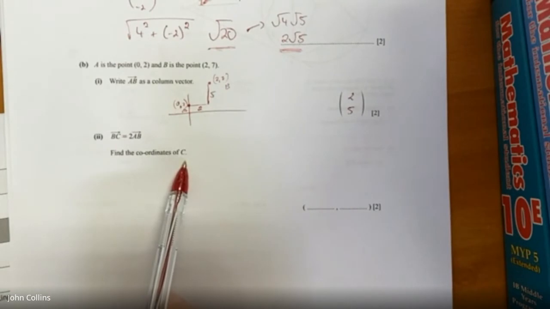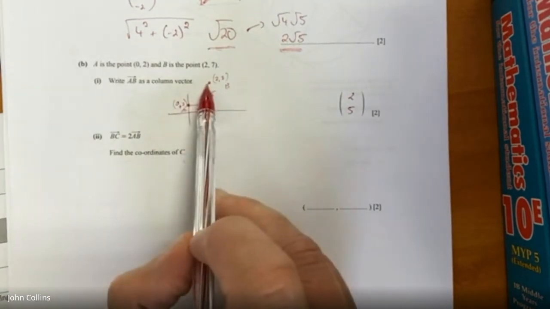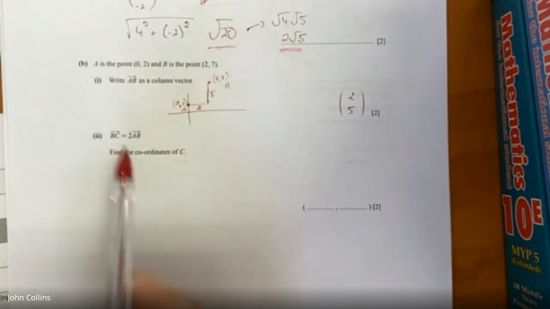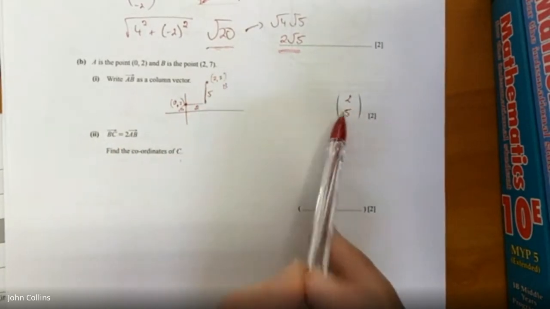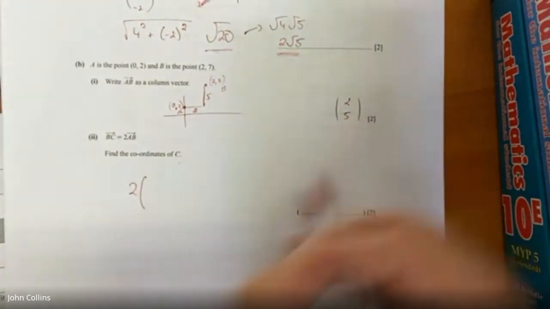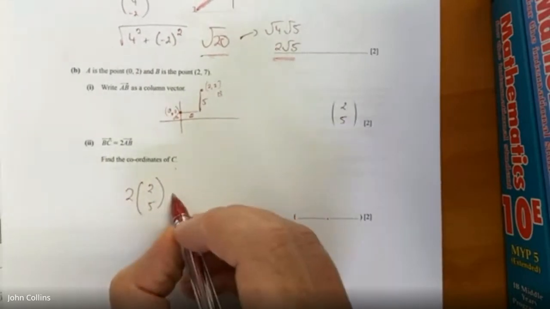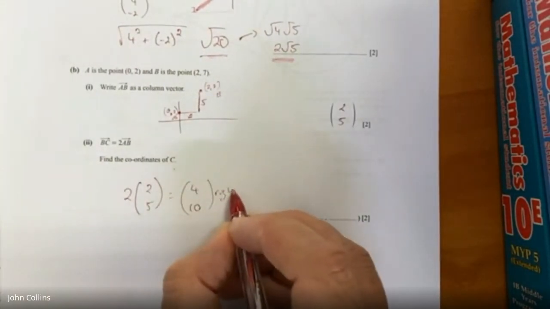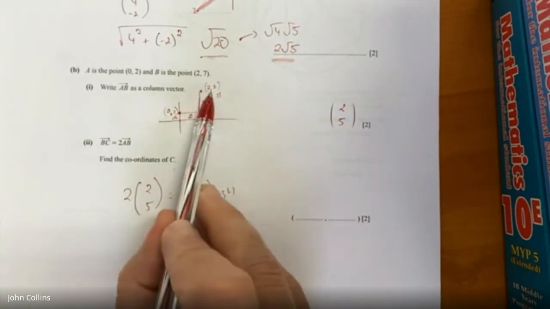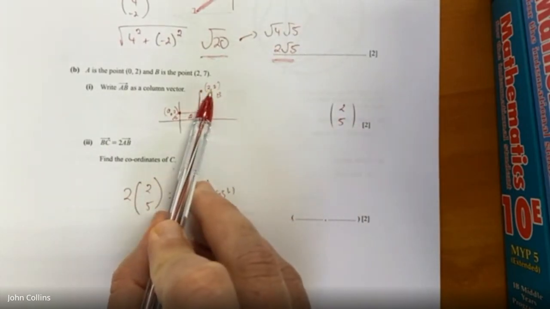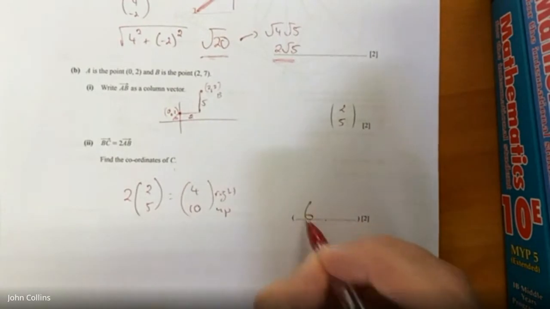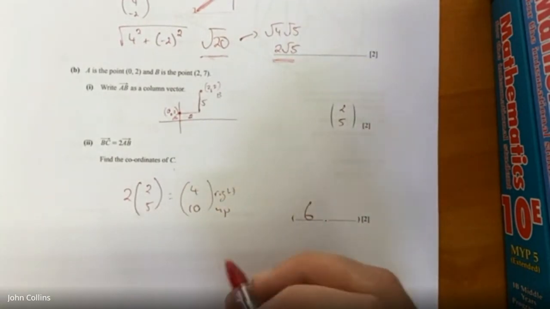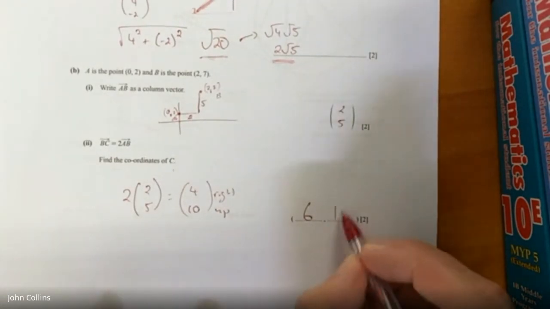Find the coordinates of C. So C is some point that's not here, but it is twice the jump we just did. Twice this. So twice 2, 5 is a jump of 4, 10: 4 to the right, 10 up from this point. So 4 to the right from 2, 7 is going to be 6, and 10 up from 7 is going to be 17.